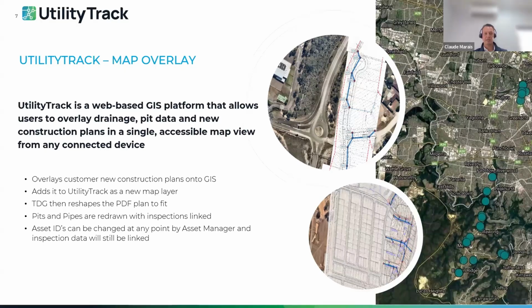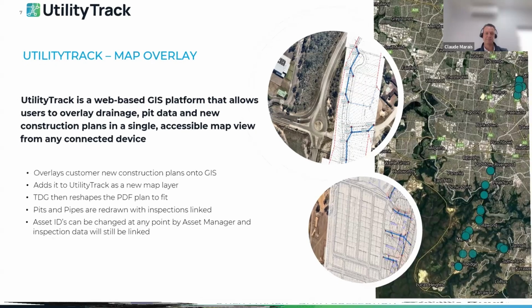aerial maps, the pits and pipes are being redrawn on top of that. We will use the asset IDs as per the construction drawings. All inspection data will be linked to that. At some point in time, the asset owner will assign the new appropriate asset IDs to those pits and pipes, and we can get that updated. But all that original video files and inspection data will still be linked to those same inspections.